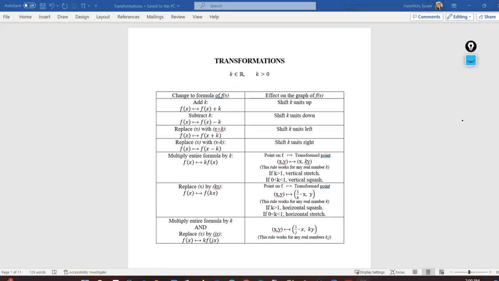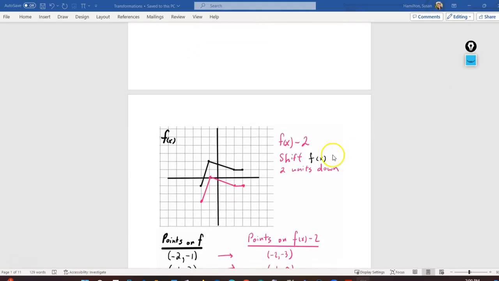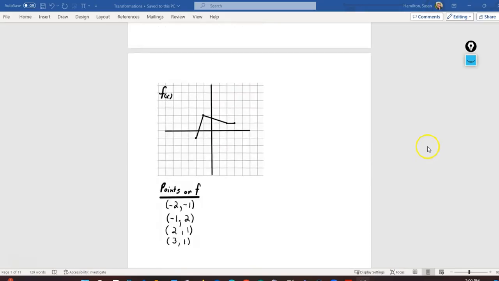Okay, in doing transformations, as was said in class, you need to have this chart out. So either take a picture of it on your phone or have it printed out on a sheet of paper when you're doing these exercises. Okay, so I'm just going to go through these. Let's look at f of x minus 2.